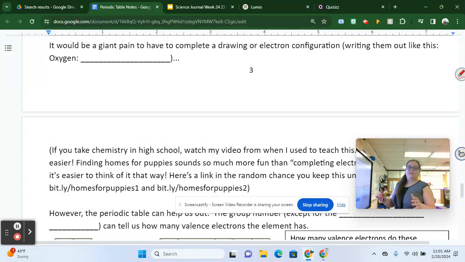I do want to show you what the electron configuration would look like for oxygen, but we're not going to go into it. It's not going to be on the SOL. I used to spend days on this, and I just don't feel like I can.